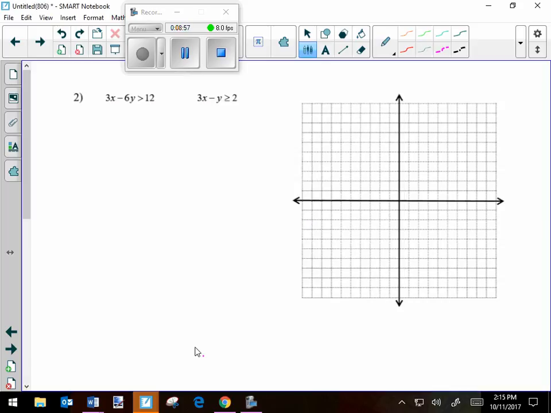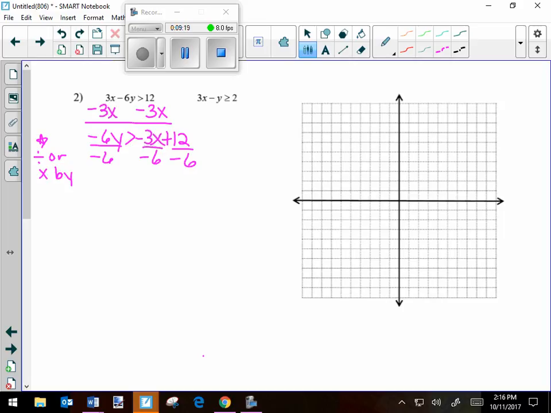So for the first one, I want to minus 3x from both sides. So I get negative 6y is greater than negative 3x plus 12. I'm going to divide by negative 6. You have a rule that you learned previously that anytime you divide or multiply by a negative number, you have to flip the sign. If it's greater than, it becomes less than, etc.